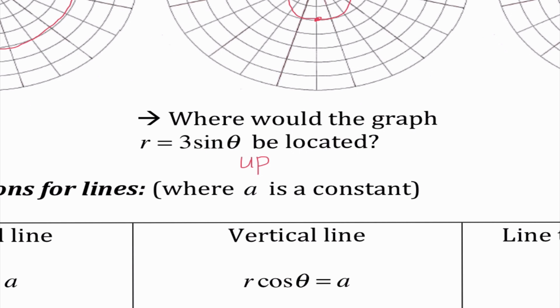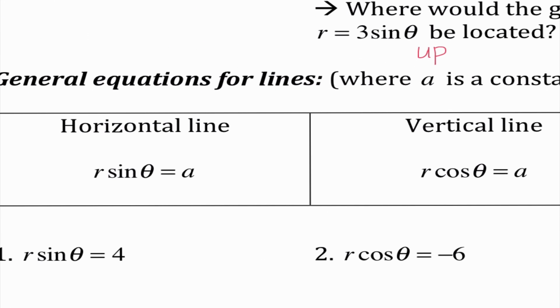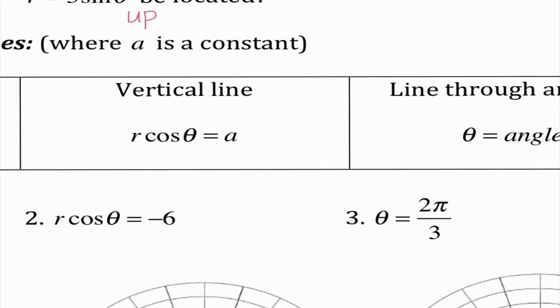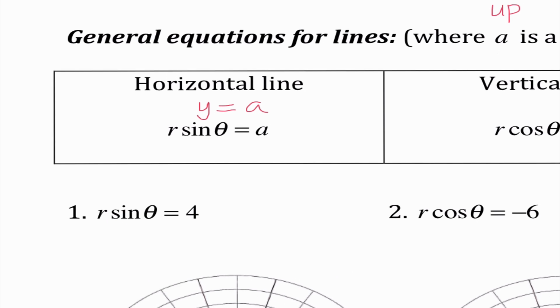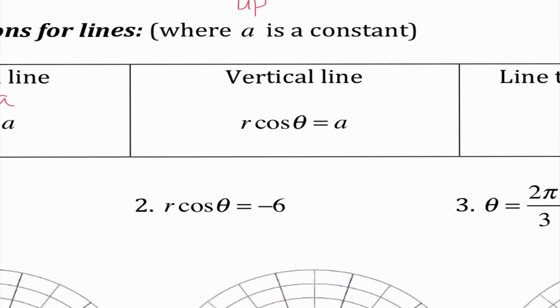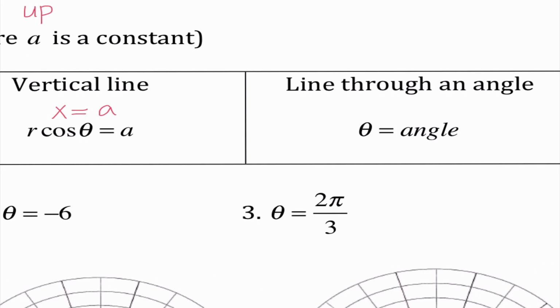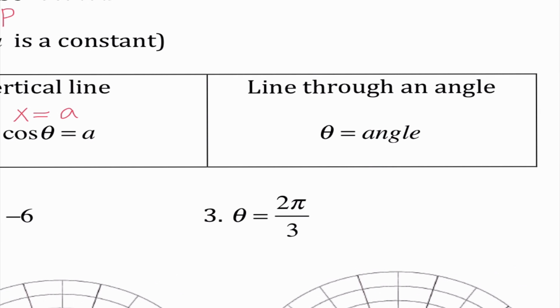Let me erase the line I just drew. Okay. General equations for a line. We have 3 different types of lines. First is r sine theta equals a. And didn't we already learn that r sine theta is y? So this is just y equals a number. R cosine theta we learned is x, so that would be x equals a number. And then for a line through an angle, we're just going to see theta equals an angle.